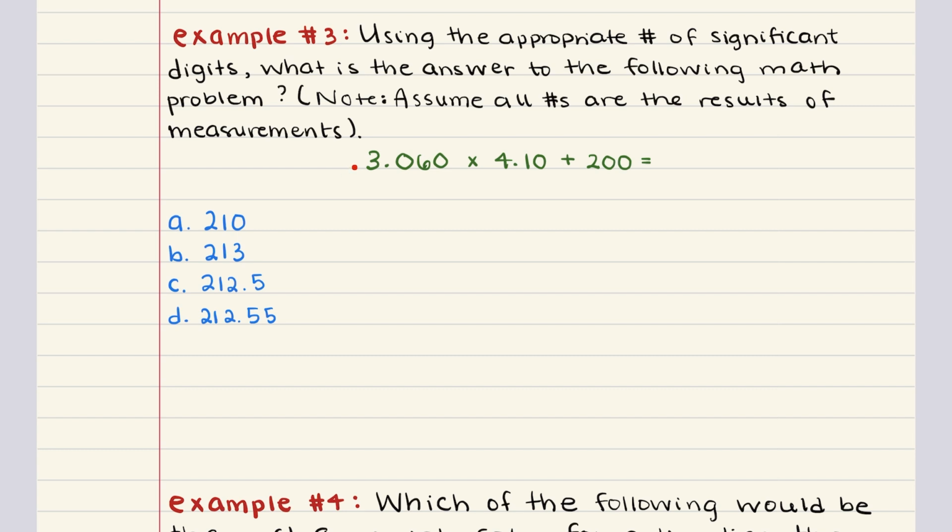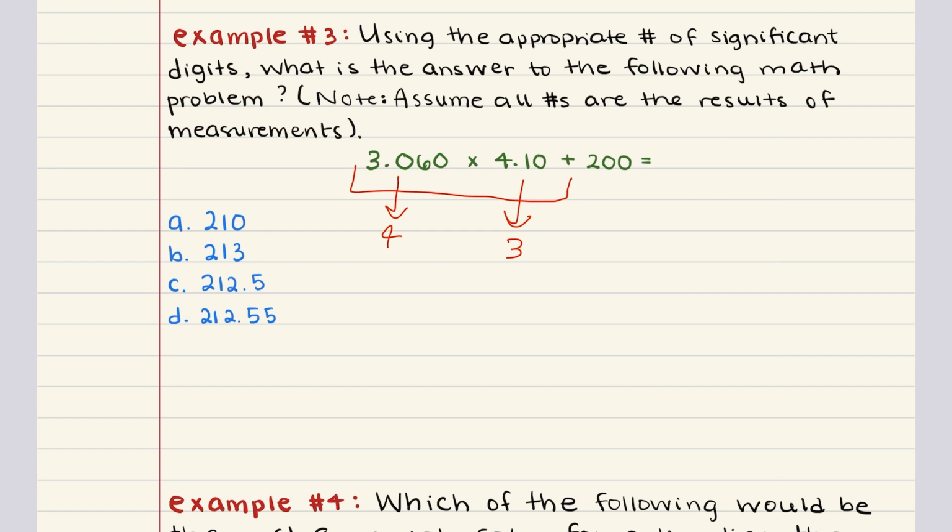So the first thing we want to note is the number of significant digits in each factor. 3.060 has 4 significant digits because all non-zero digits and the final zero after the decimal point are significant. 4.10 has 3 significant digits because the trailing zero after the decimal is significant.